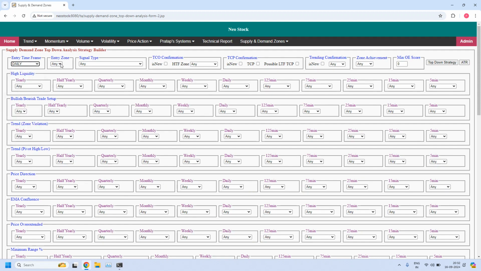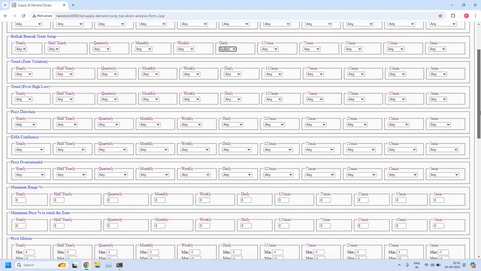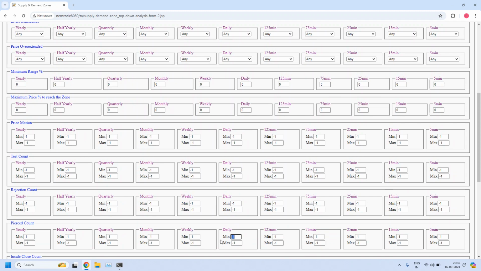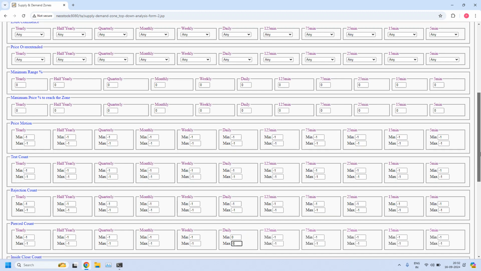Entry time frame is daily, entry zone is demand zone, and in bullish or bearish trade setup at daily time frame I am selecting the bullish. The daily demand zone should not be pierced. So in the pierced count column on daily time frame I am setting minimum value 0, maximum value 0. That means pierced count is 0. Pierced count 0 means the zone is not pierced.